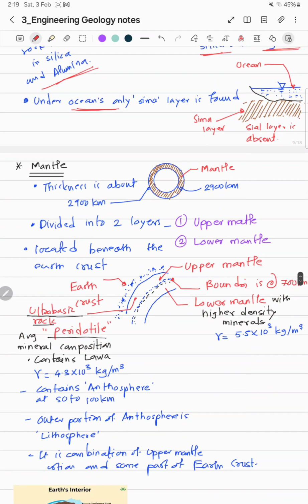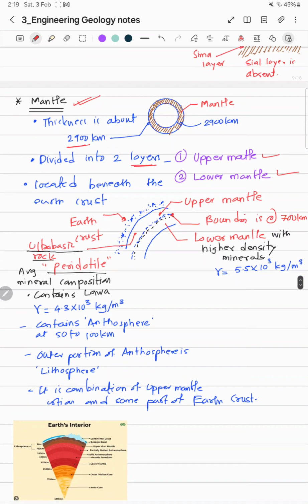Now we'll see the mantle. The mantle is the zone lower than the earth crust, which has a total thickness of 2900 kilometer. This mantle is divided into two layers, the upper mantle and the lower mantle. It is located below the earth crust. The boundary between the upper mantle and the lower mantle is around 700 kilometer.